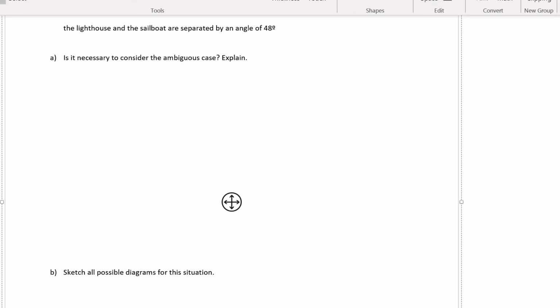So this is question number 2 from section 6.4b. Alright, so it says you have a lighthouse, and a lighthouse is 10 kilometers from a yacht. Okay, so imagine here is a lighthouse. I'm gonna draw this out. Here's a beautiful lighthouse on an island. And it's 10 kilometers from a yacht.